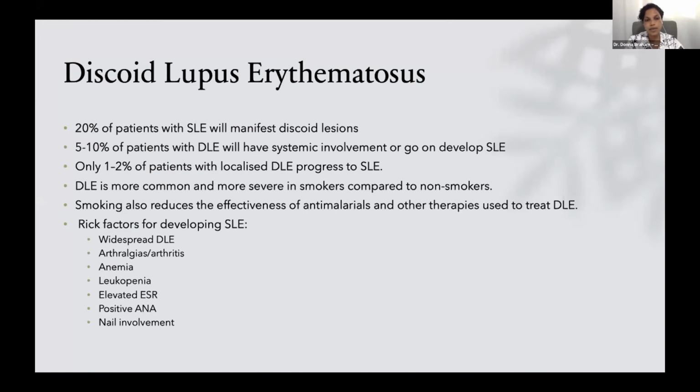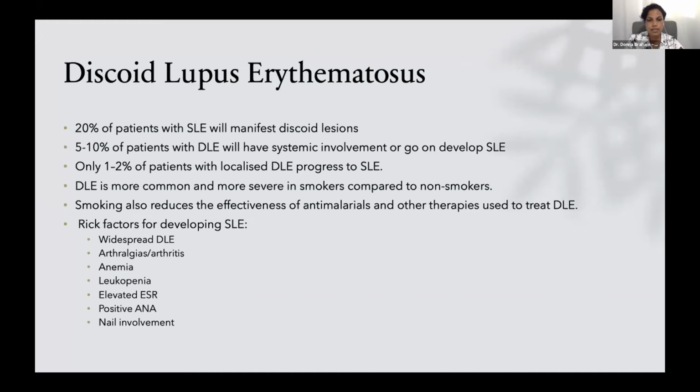20% of patients with SLE will manifest discoid lupus lesions, and 5 to 10% of patients with DLE will have systemic involvement or go on to develop SLE. However, only 1 to 2% of patients with localized DLE progress to SLE. When the discoid lupus is confined to just the head and neck, that's considered localized discoid lupus. If it extends onto the torso, the upper trunk, and the upper extremities, and is also involving the head and neck, then it is considered generalized or widespread lupus erythematosus.